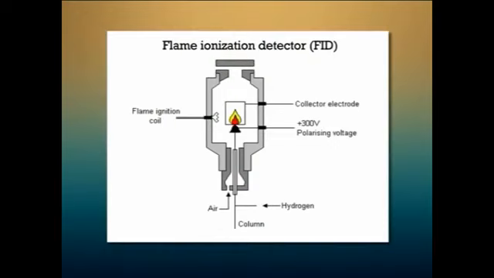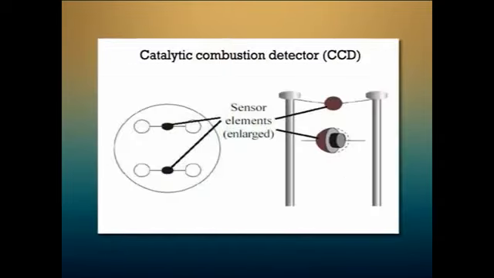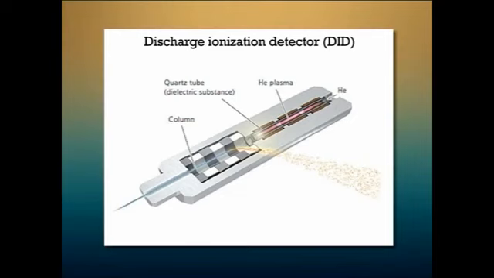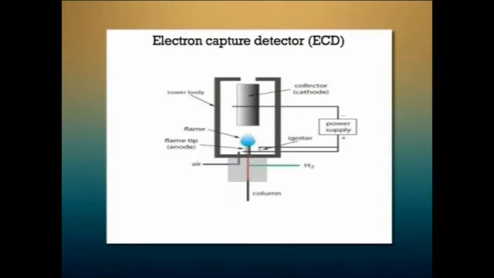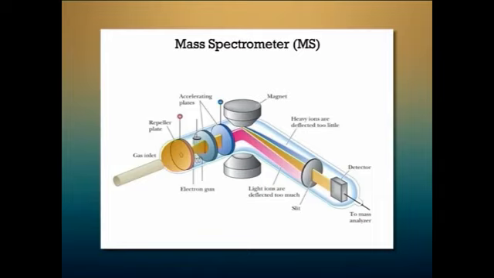The most commonly used detectors are the flame ionization detector or FID and the thermal conductivity detector or TCD. Few other detectors include catalytic combustion detector or CCD, discharge ionization detector or DID, electron capture detector or ECD, atomic emission detector or AED, mass spectrometer MS, also called GCMS. Which gas to use is usually determined by the detector being used. For example, a DID requires helium as a carrier gas.